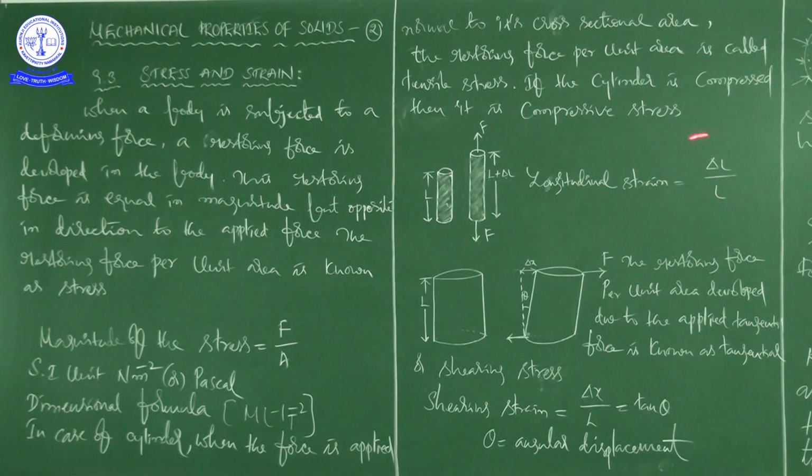So it is the change in length divided by the original length. If you subtract L from L plus delta L, then you will get delta L. So longitudinal strain is equal to change in length by original length. That is, delta L by L.